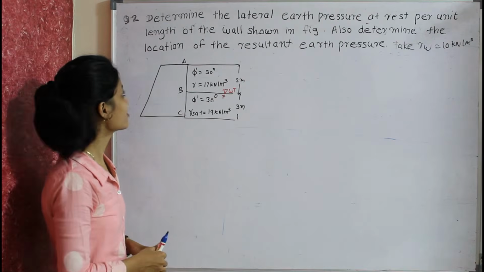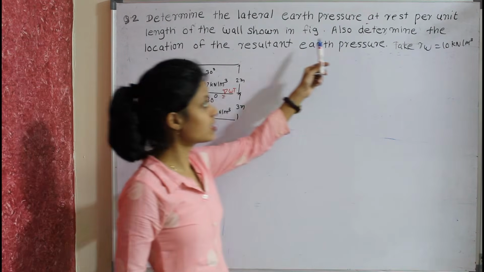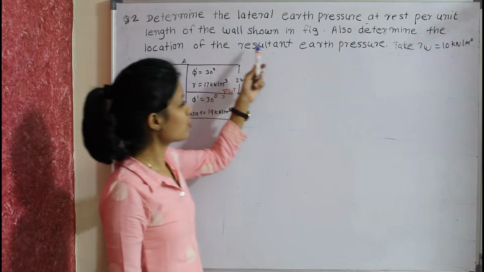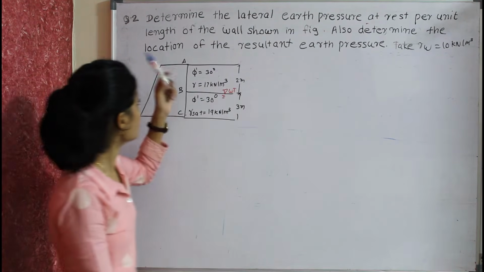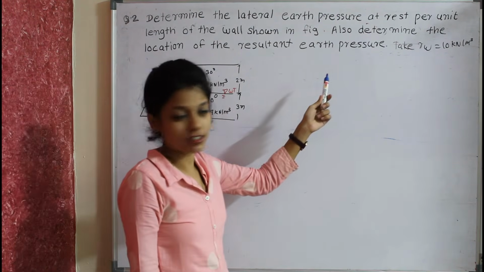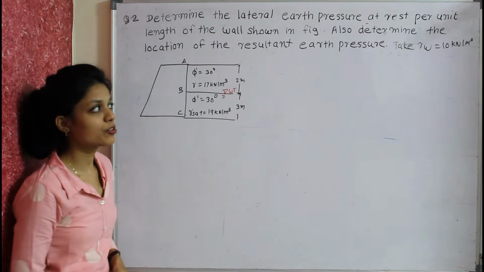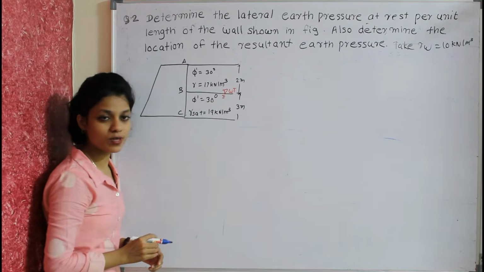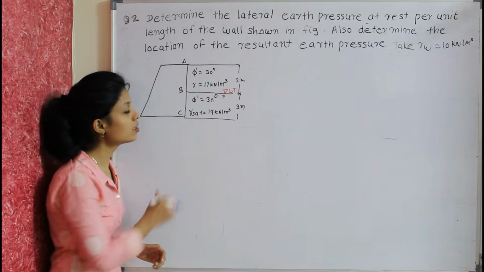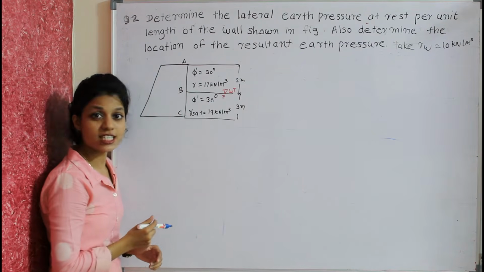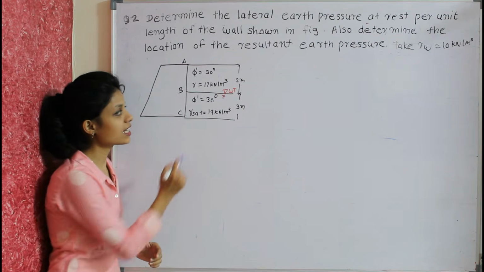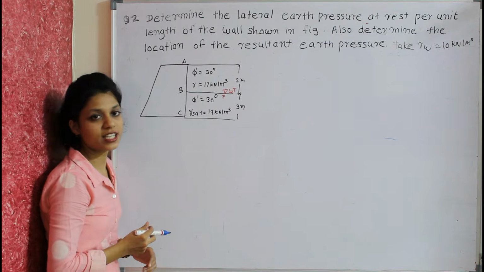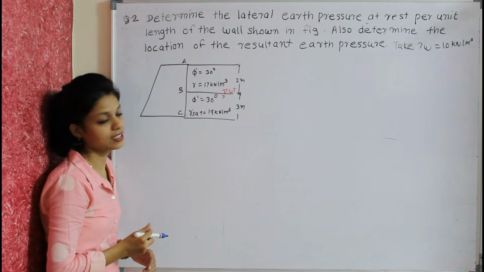Okay. Next question: determine the lateral earth pressure at rest per unit length of the wall shown in the figure. Also determine the location of the resultant earth pressure. Take gamma W equal to 10 kN per meter cube. Two layers are given. Thickness of first layer is 2 meter and thickness of second layer is 3 meter. Unit weight of first layer is 17 kN per meter cube, and in the second the water table exists at B, and phi for both cases is the same, equal to 30 degree.